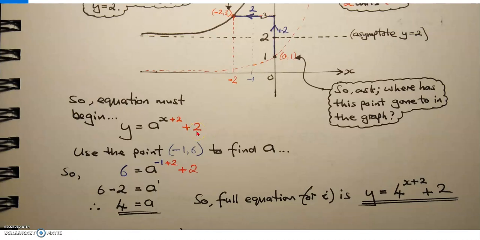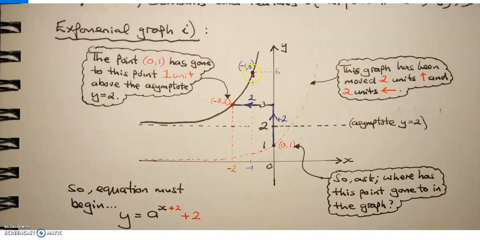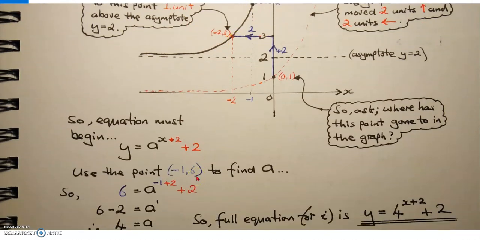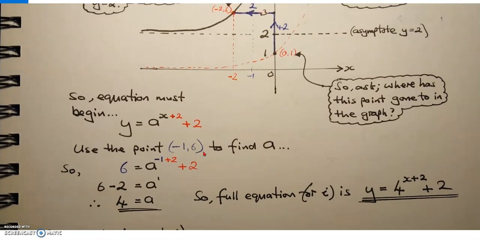Now we need to find the base. If you look at the graph, you'll find that it goes through this point here. I've had to squash it in a little bit at the top of my sketch, but you will find that it goes through (minus 1, 6). If we use that point, we can use it to find the base a. Well, 6 is our y value, minus 1 is our x value, so we put that in there, and then we've got the plus 2 there.